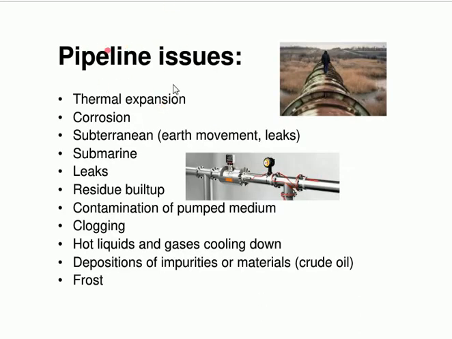These are the pipeline issues. You can see, I think this one is the Alaska pipeline. You can see somebody walking on them. We're going to go into a little bit more detail there. It's just a tiny pipeline here, where the red dot is. The pipeline issues are, one of them is thermal expansion, and that's a big issue.